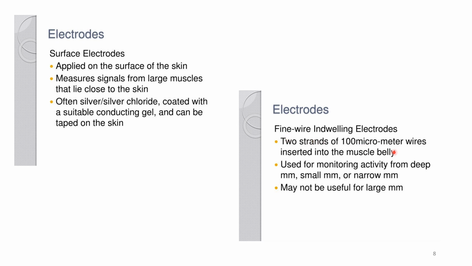Fine wire indwelling electrodes. They have two strands of 100 micrometer wires inserted into the muscle belly, used for monitoring activity from the deep muscles or from small muscles or narrow muscles. May not be useful for large muscles.